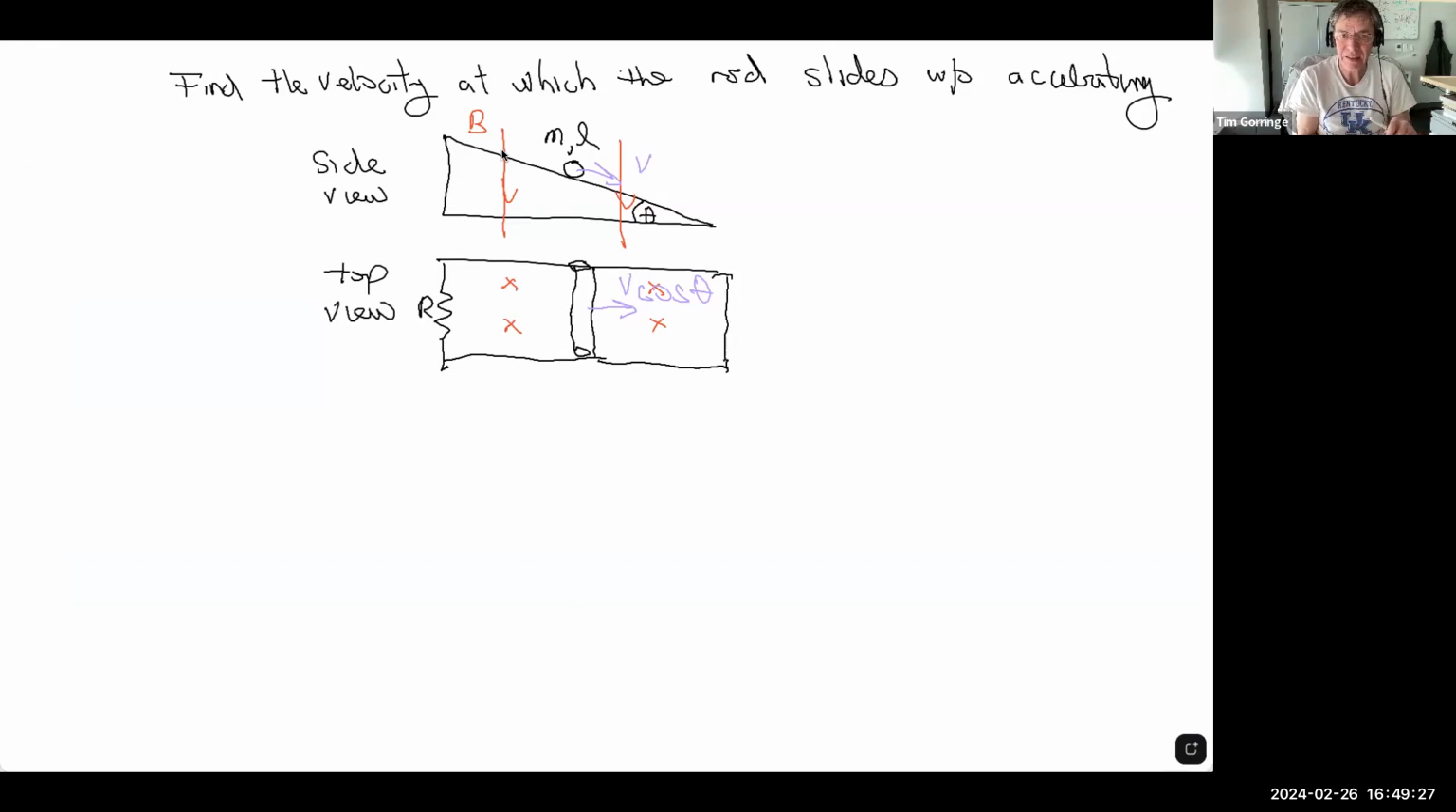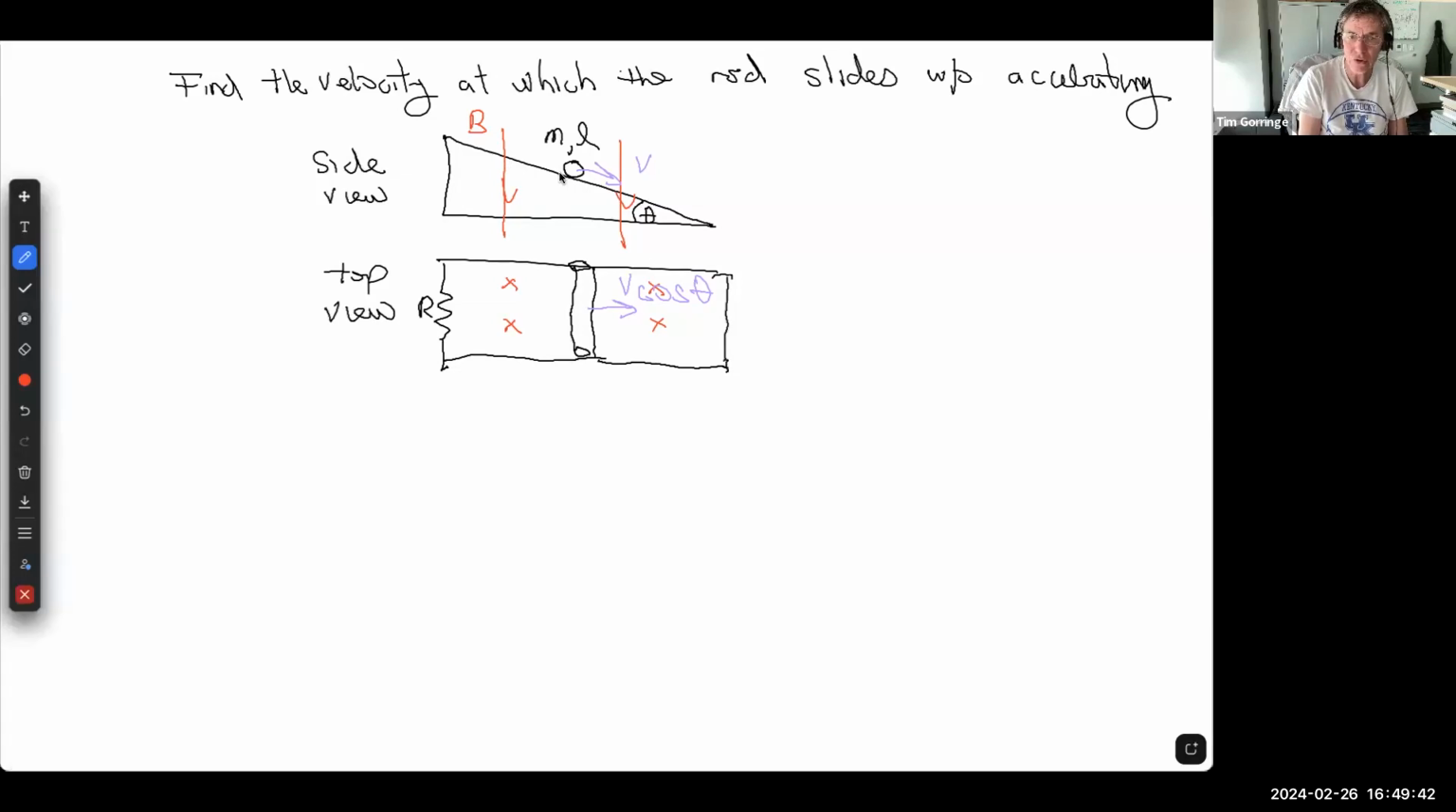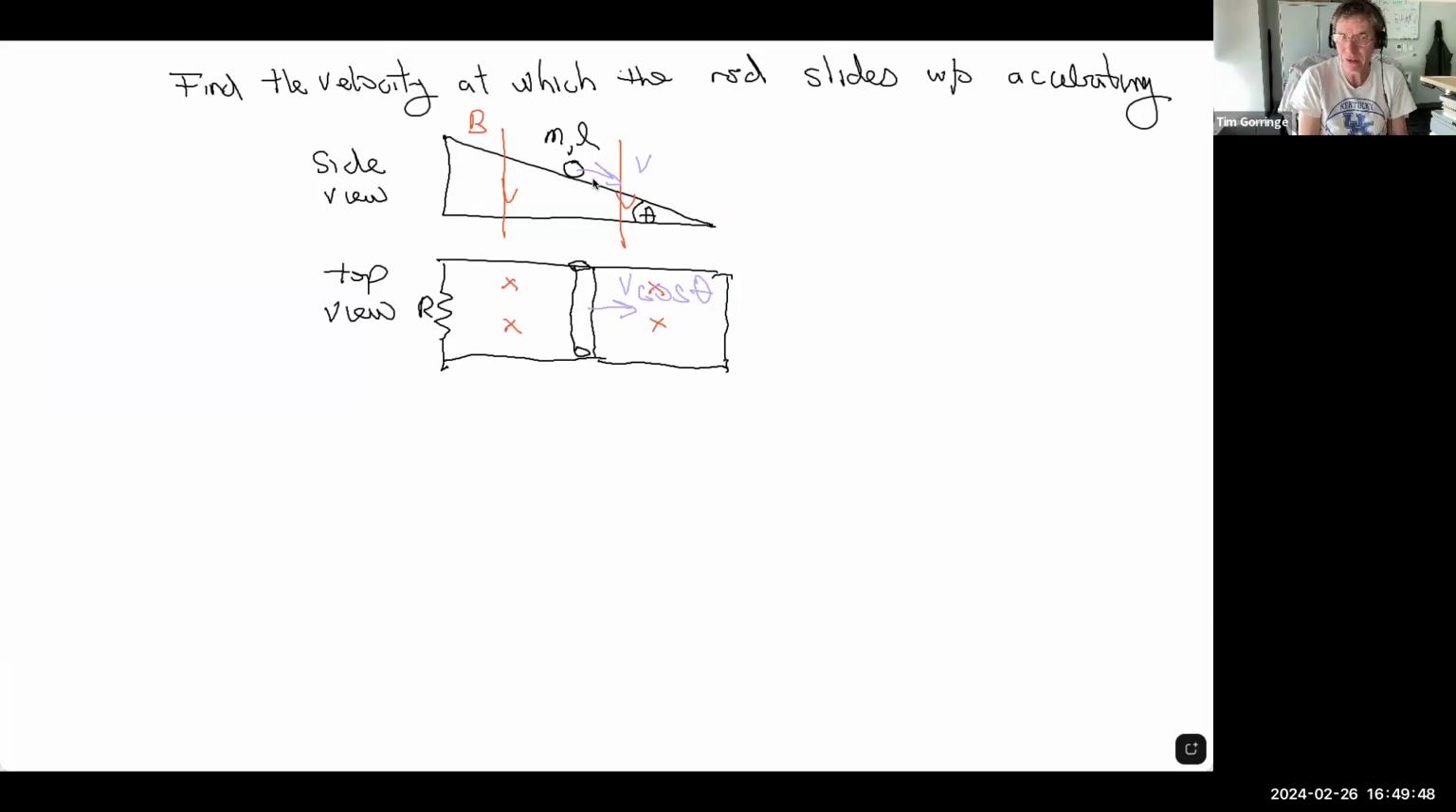In this particular case, it's actually a magnetic force that is balancing gravity's pull down the incline. So although gravity is pulling this rod down the incline, trying to accelerate it downwards, there's going to be a counteracting magnetic force that causes the rod to just gradually slide down the incline at a constant velocity. And we're going to figure out what this velocity is.